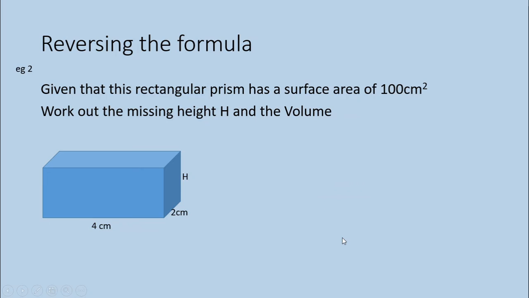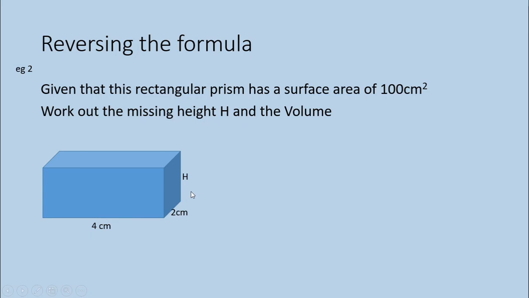Let's try another one. This time, they're giving us the surface area. So given that this rectangular prism has a surface area of 100 centimeters squared, work out the missing height and the volume. Okay, so this time I'm missing the height. Let me choose my cross-sectional shape to be the bottom this time because I know the measurements of the bottom, 4 and 2. I don't want to choose this as my cross-sectional area because then I'm going to have to use h too many times in the formula and it's going to get confusing. So my cross-sectional area is 4 by 2.